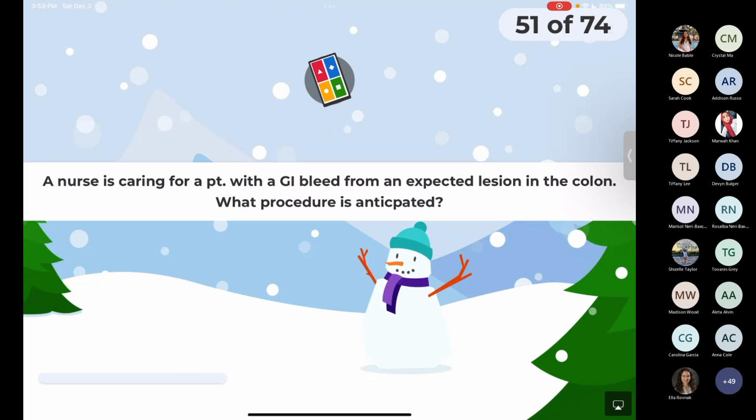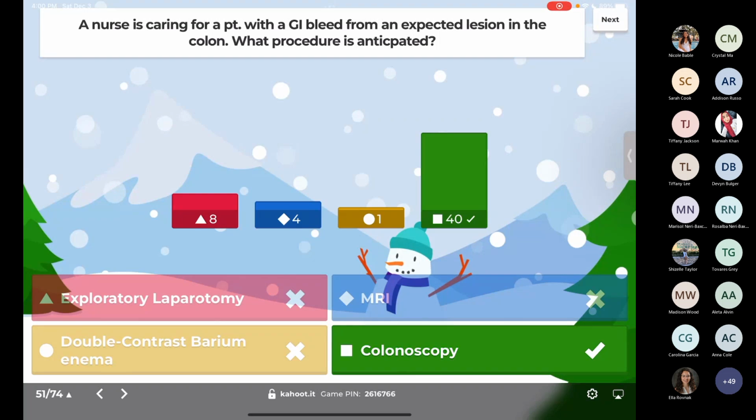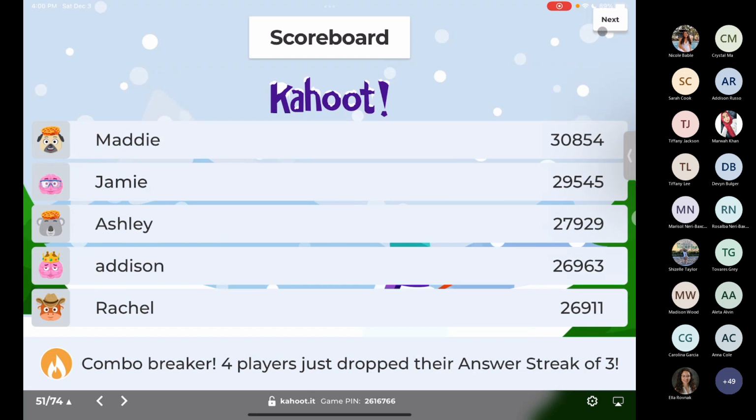A nurse is caring for a patient with a GI bleed from an expected lesion in the colon. What procedure is anticipated? Good job, guys. So usually we're going to get a colonoscopy. Very good.